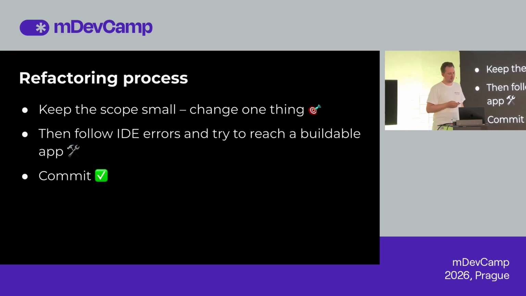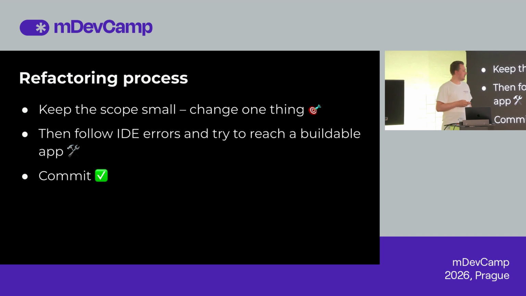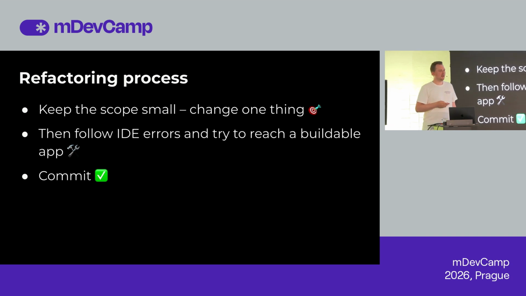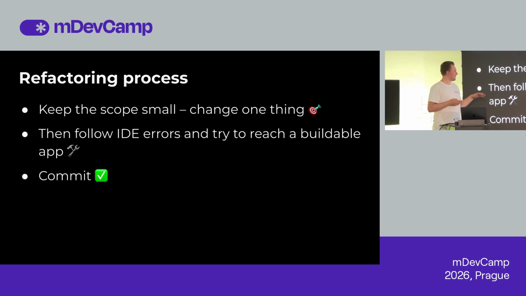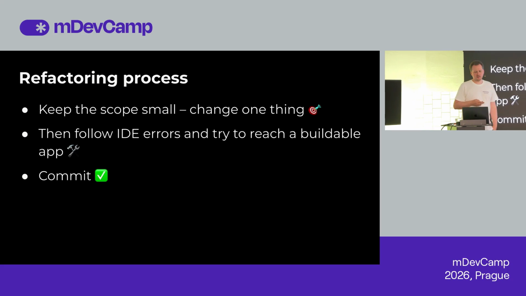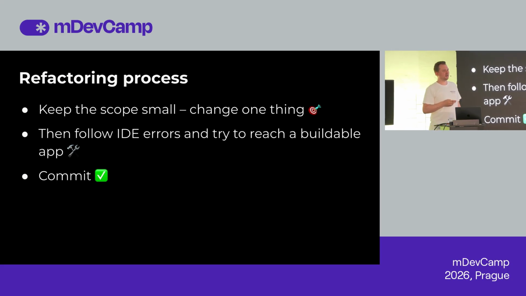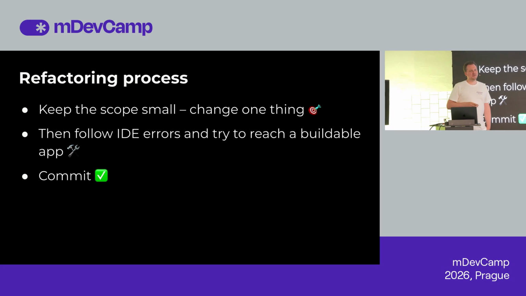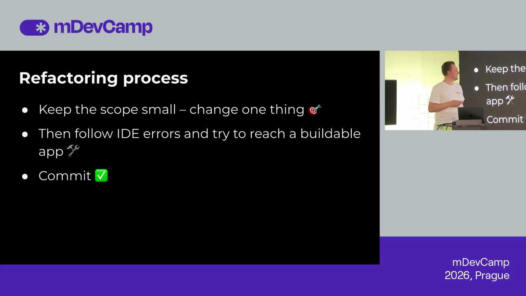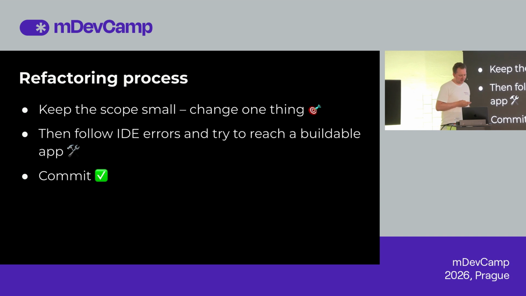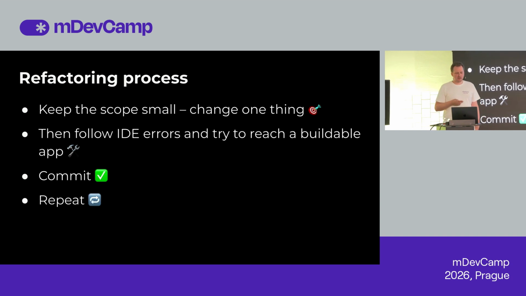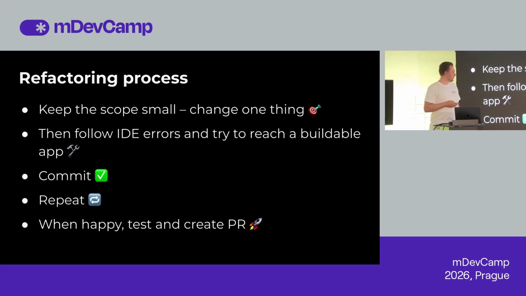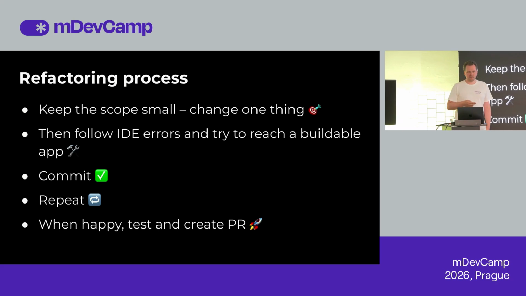That's the next step. So when it compiles, the first thing I do is commit. So if I do some more changes, I can do diffs. Commit often, so you can see how it went, and you can also revert to some previous commit if you go in refactoring in some unexpected way, and you start refactoring more than this one thing, so you have some commit you can go back to. You repeat this, and when you are happy, test the app, create a pull request, and go on.